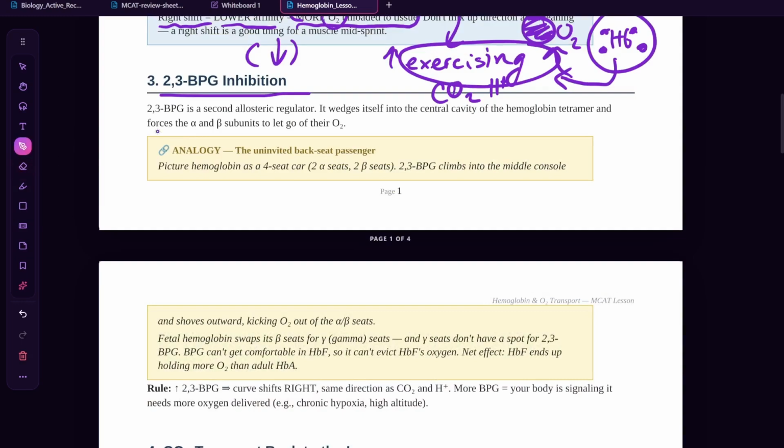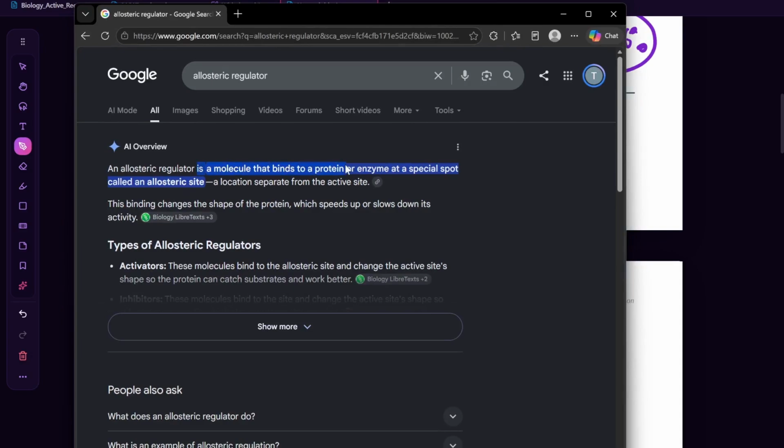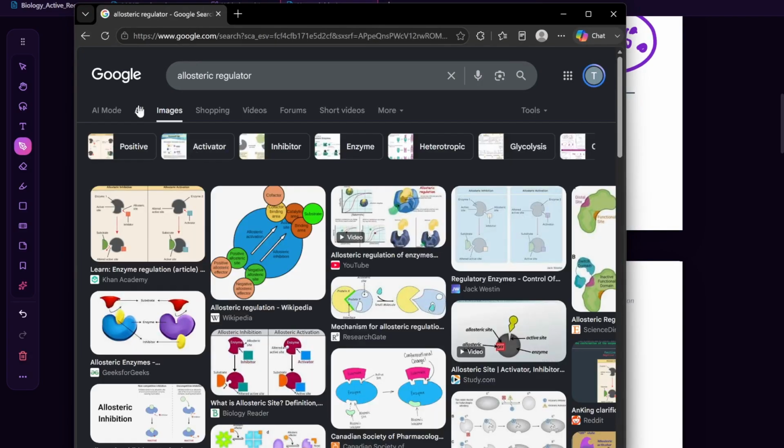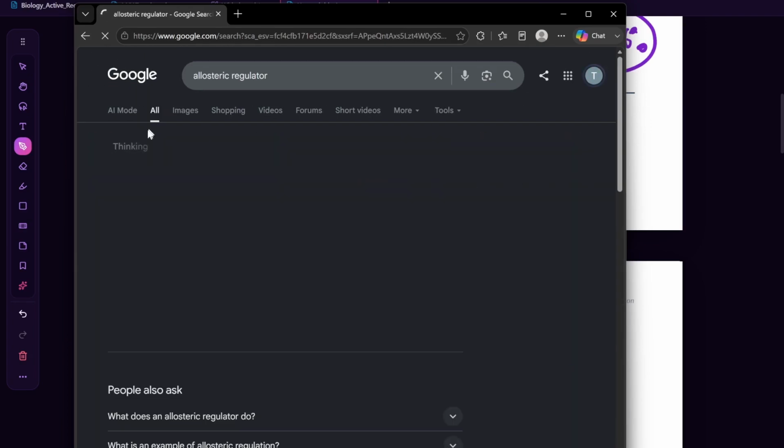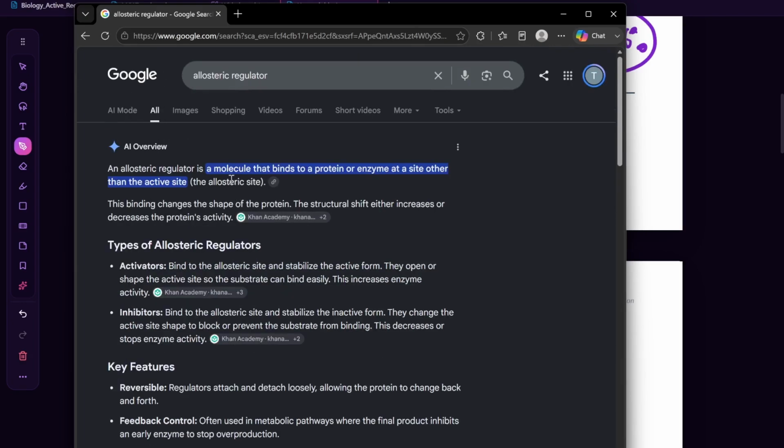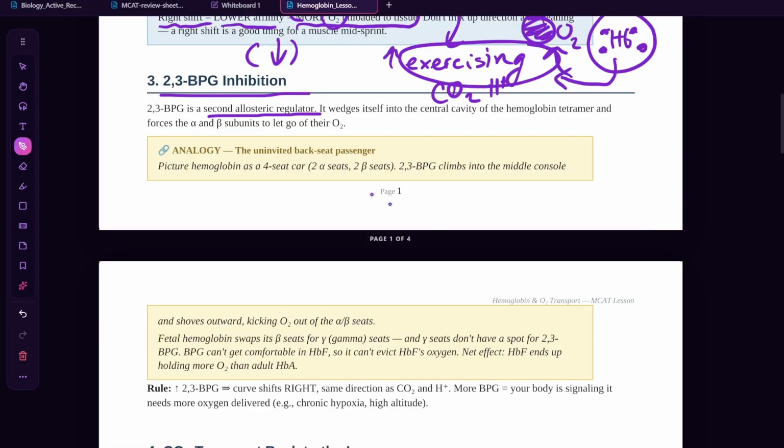So the 2,3-BPG inhibition: 2,3-BPG is a second allosteric regulator. So basically, an allosteric regulator is a molecule that binds to a protein or enzyme at a special site called an allosteric site. So you'll notice allosteric more so when you learn about enzymes. So then basically it wedges itself onto the central cavity of the hemoglobin tetramer, and forces alpha and beta subunits to let go of their O2.